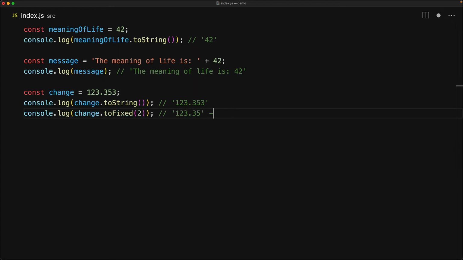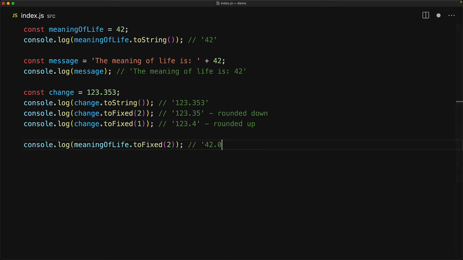For a bit of formatting control, there is a function built into numbers called toFixed, which takes the number of decimal points that we want to display. So if we invoke toFixed on change and pass in a value of 2, we get back a string that contains 2 decimal digits. Additionally, toFixed will also round a value, so as an example, if we invoke toFixed 1, it rounds it up to 4. Now toFixed will always try to add the required number of digits, so if we don't have any, for example 42 clearly doesn't, it will add zeros instead.